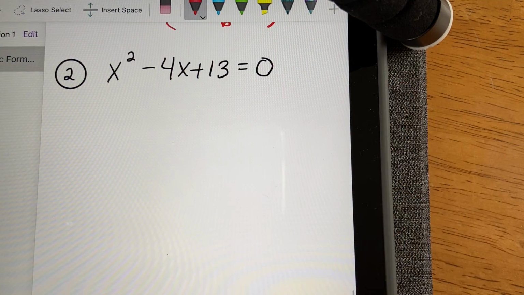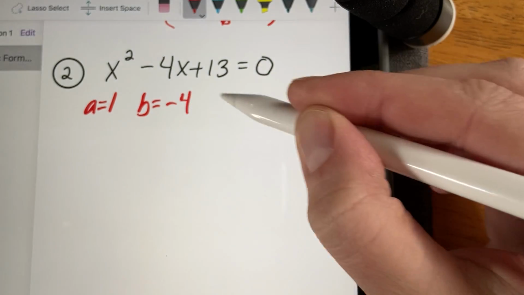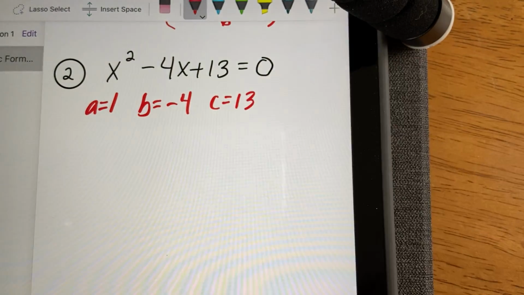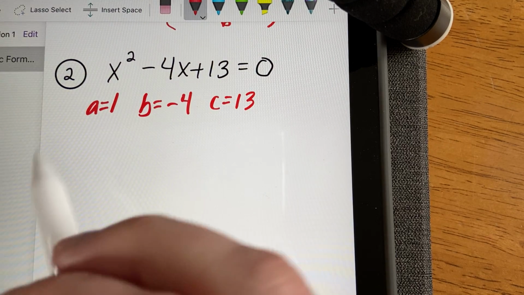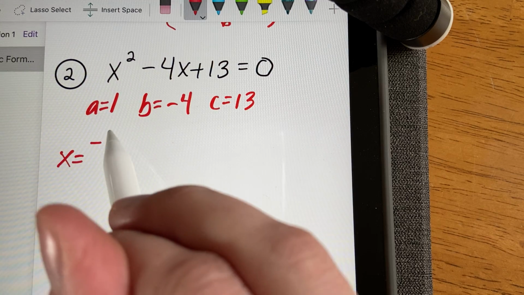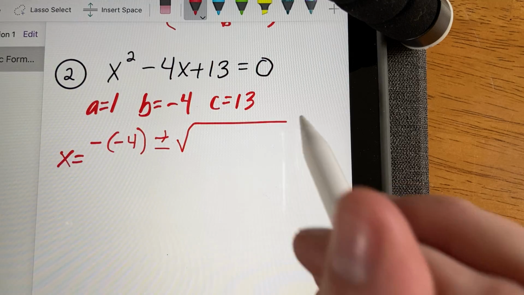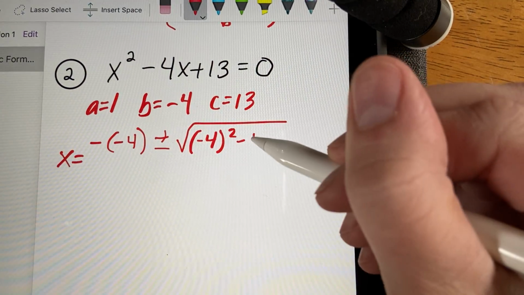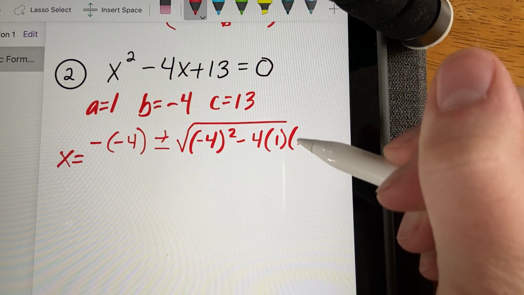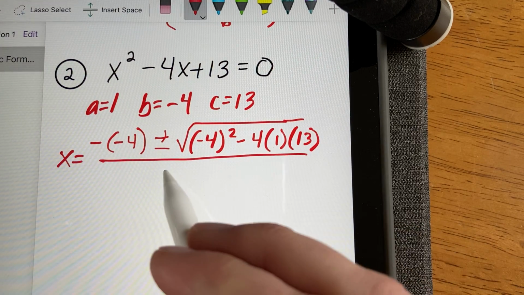If I have x squared minus 4x plus 13, this would be a equals 1, b equals negative 4, and c equals 13. So again, just like with the last one, I'm going to plug this into my formula and simplify. So it'll look like this. X equals negative 4 plus or minus the square root of negative 4 squared minus 4 times 1 times 13, all over 2 times 1.